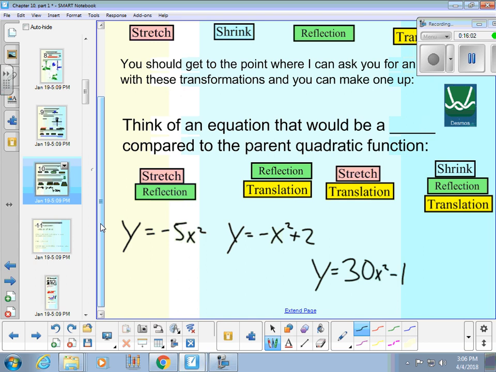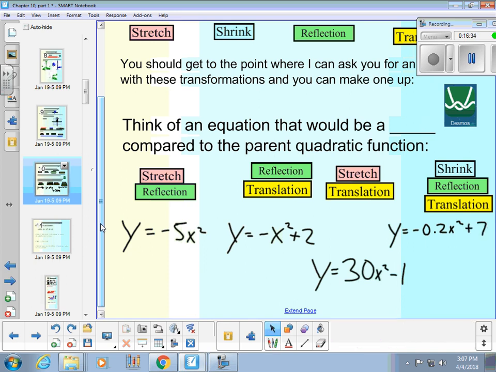And how about this last one? A combination of all three of those things: a shrink, a reflection, and a translation. Okay, well, I can take care of the reflection right away. That just means I have to have a negative here. A shrink means I need some number between 0 and 1. And so usually I know we've been using fractions a lot, but I can use a decimal too. Let's say, how about just something like 0.2 x squared. That's a number between 0 and 1. And I made it negative to make the reflection part. So y equals negative 0.2 x squared. And then again, translation, maybe something like plus 7.